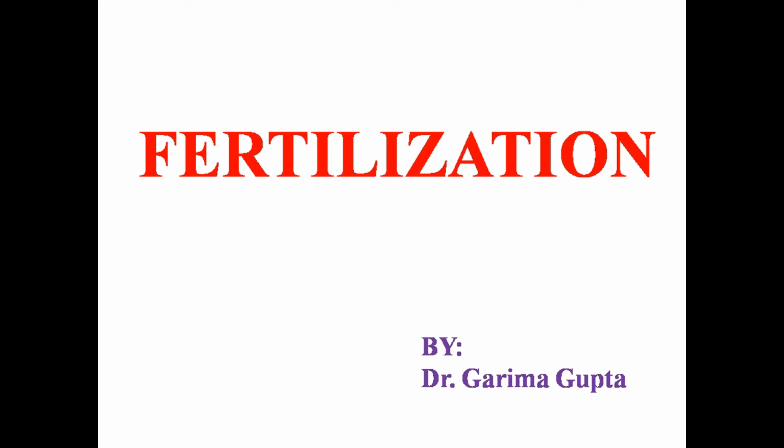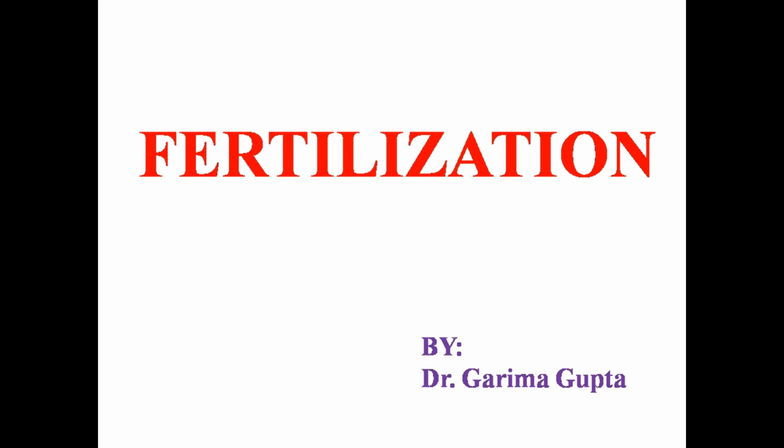So today we will be discussing the process of fertilization. Till now we have discussed gametogenesis. Gametogenesis has two very important processes. First is spermatogenesis and the other one is oogenesis. In spermatogenesis the formation of sperm takes place, while in oogenesis formation of ova takes place. And till now we came to know that the maturation of sperm and ova takes place during fertilization only. So fertilization is a very important process.